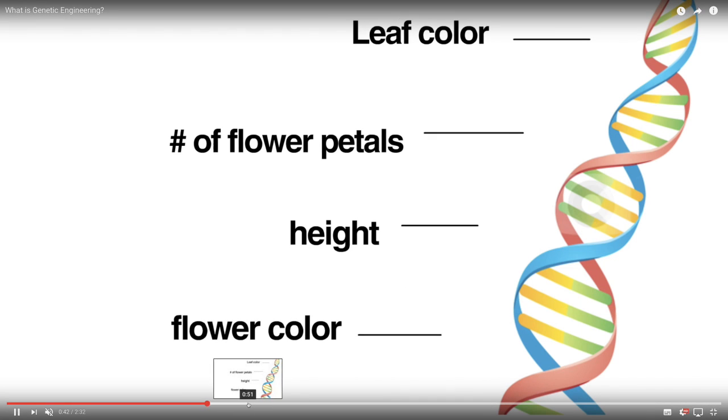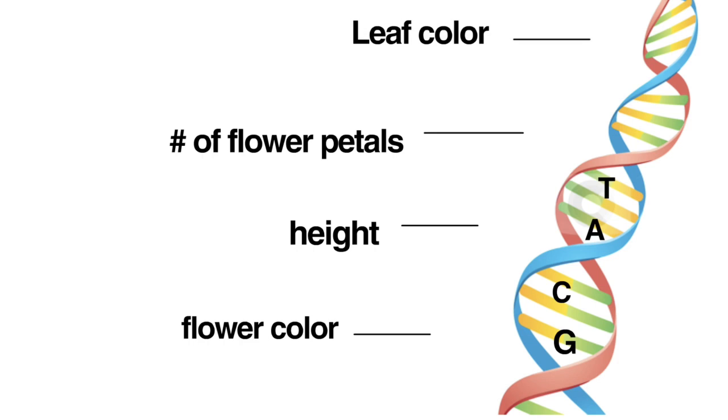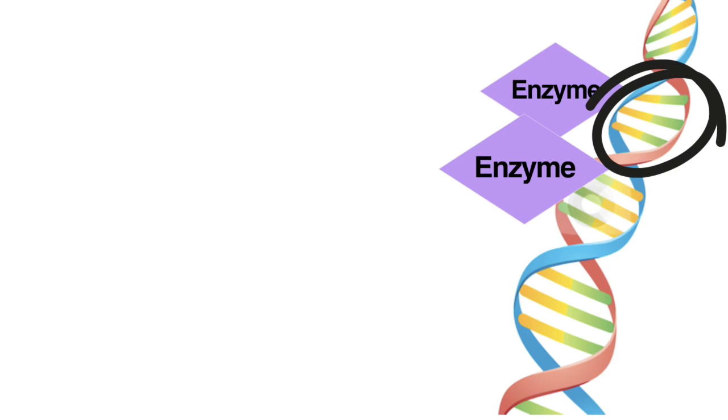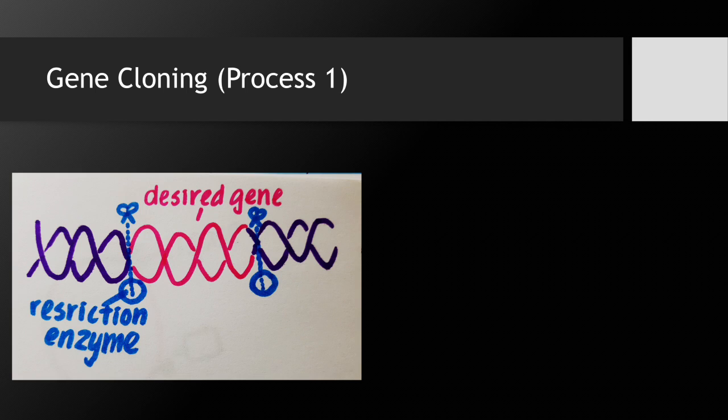There are only 4 bases and sugar phosphate backbones which make up DNA. Scientists use special enzymes to cut the genes. The result is that the DNA will then have a new gene and a new trait. Scientists have found a way to develop fast-growing trees by a process called gene cloning. First, just like we learned in class, a desired gene of an organism is isolated by restriction enzymes, which act like scissors.